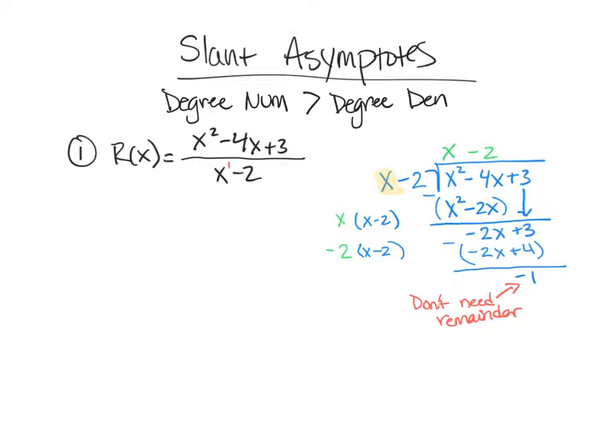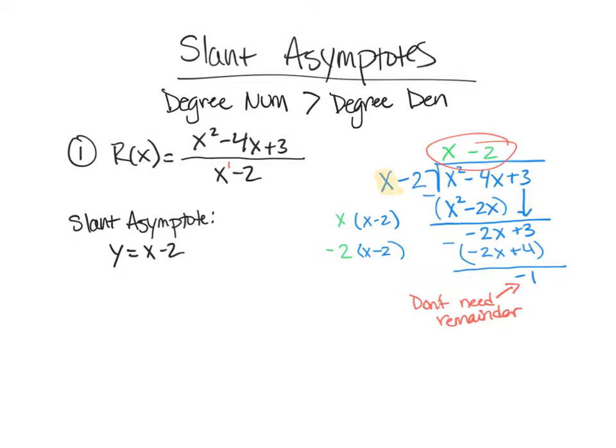So our final answer is whatever we have up at the top. We can say that our slant asymptote is y is equal to x minus 2. And there you go. We call that a slant asymptote because the function x minus 2 is a slanted line. And that's all we need.